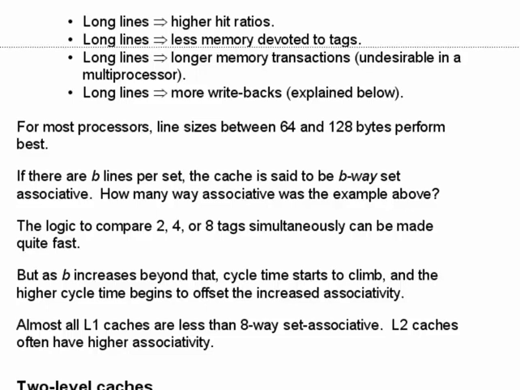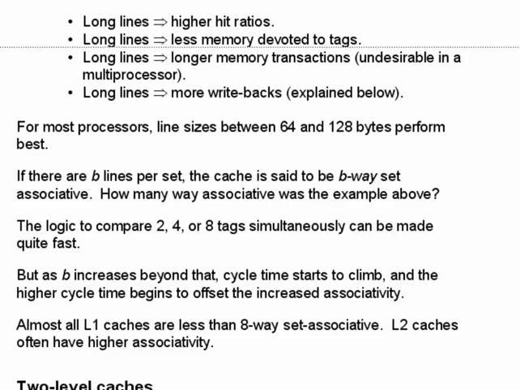Almost all L1 caches are no more than 4-way set associative, but L2 caches, haven't talked about levels yet, I think I might have mentioned it on the first day of class, but if you have multiple levels of cache, we'll talk about that in a moment, then you go first to the L1 cache, level 1 cache. If you don't find the word there, then you reference next the second cache, which is the L2 cache.